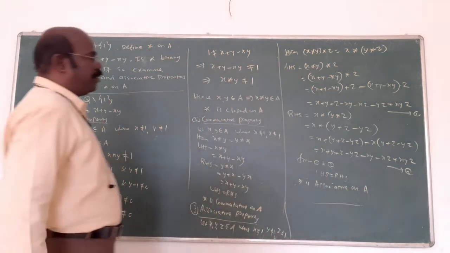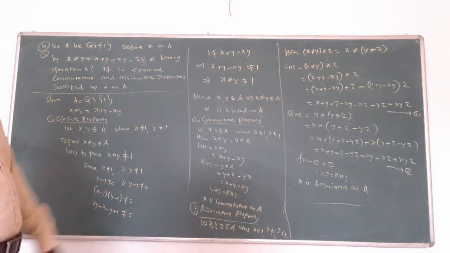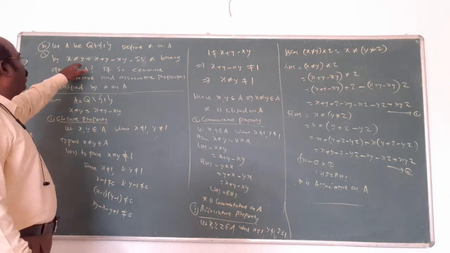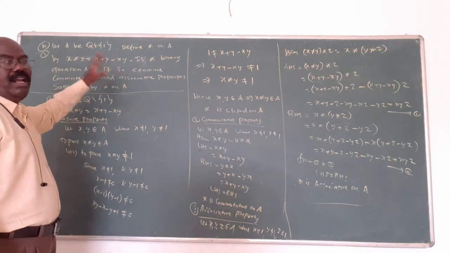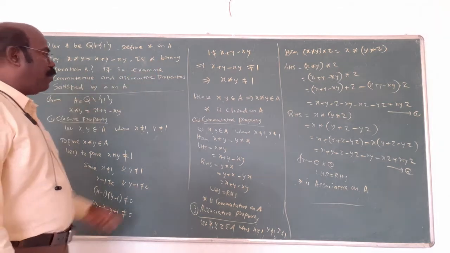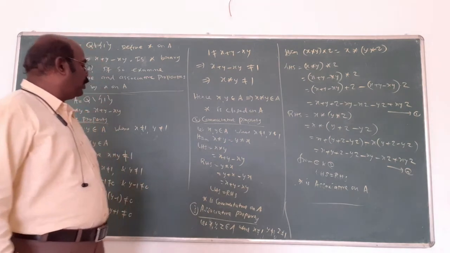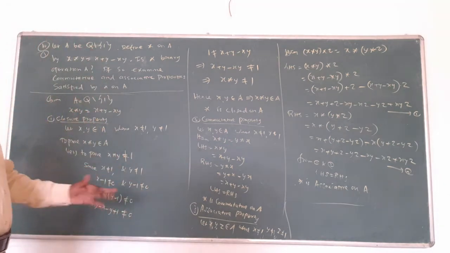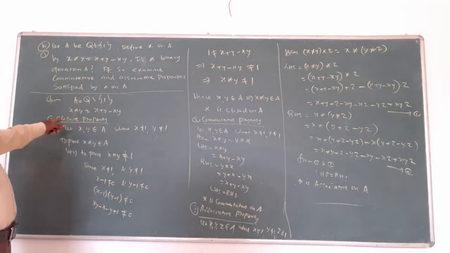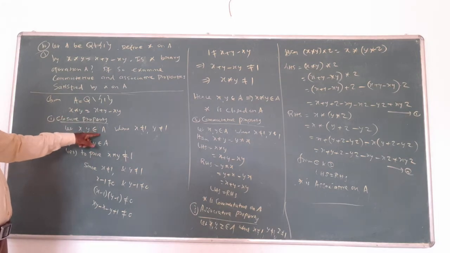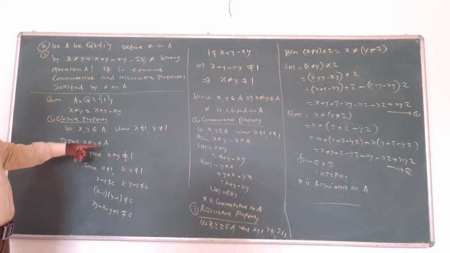Somewhat x star y, but simple concept. What is given? x star y equal to x plus y minus xy. Use that idea. Here, commutative property means x star y equal to y star x. Both will be equal. That's why commutative property. Here, very important: closure property means x, y belong to A, meaning x star y also belongs to A. What do you want to prove? The x star y also not equal 1.